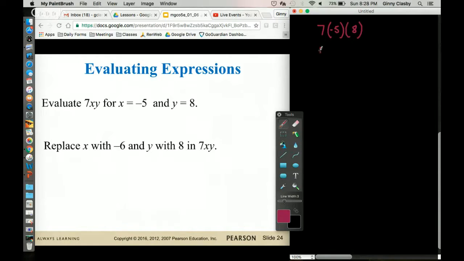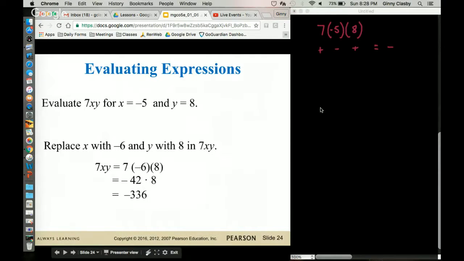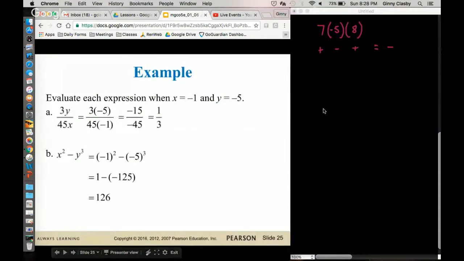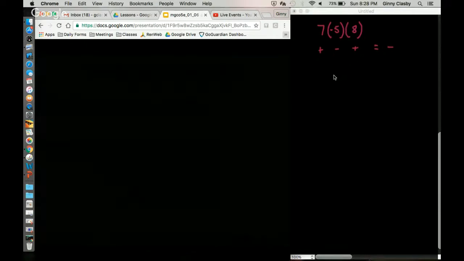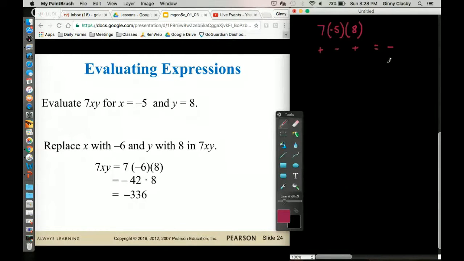But remember, you have a positive, a negative, and a positive, so your solution is going to be a negative value. So you work that all the way through. Like I said, you have a negative sign for your solution. Negative 42 times 8 is going to be negative 336.